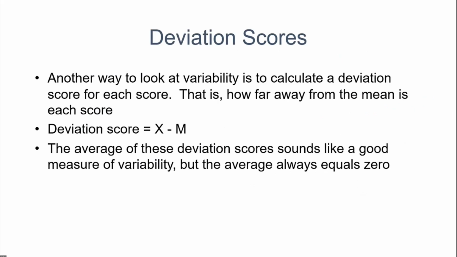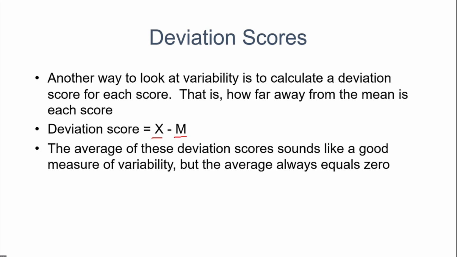All right, so another idea is to look at how far away each number is from the mean, how far each number deviates from the middle. We might call that a deviation score. We could look at a bunch of deviation scores and take an average of them. So how far away on average is each score from the middle? That sounds like a really good idea, an average deviation from the middle.